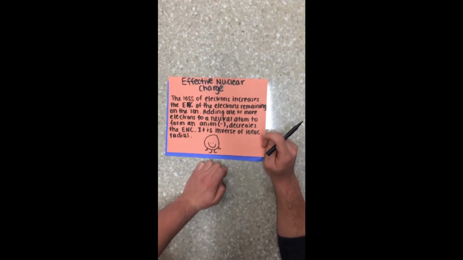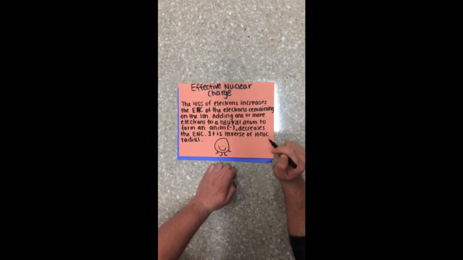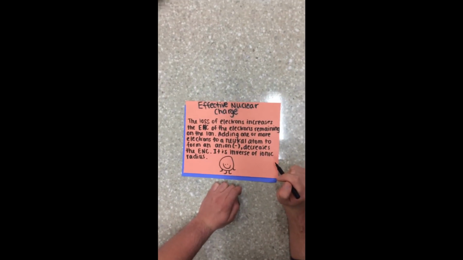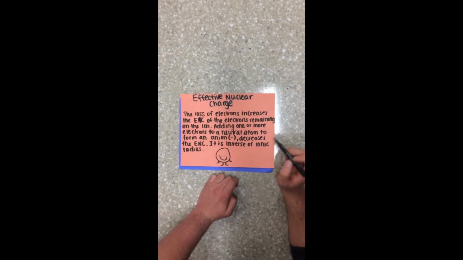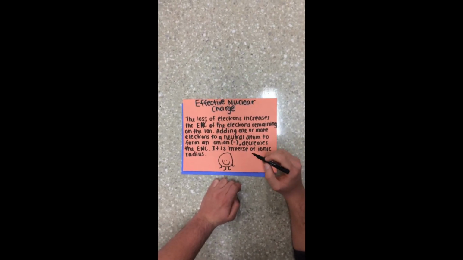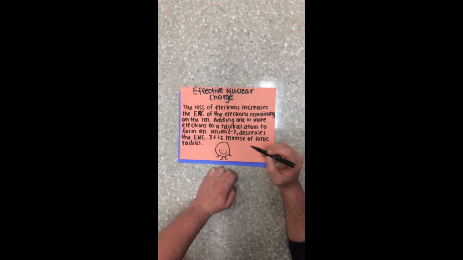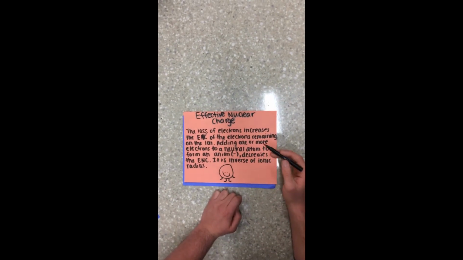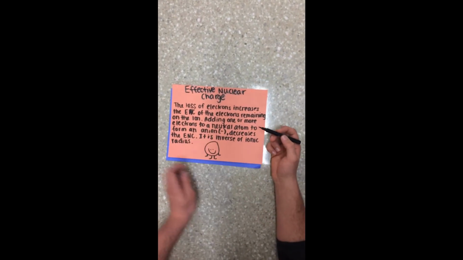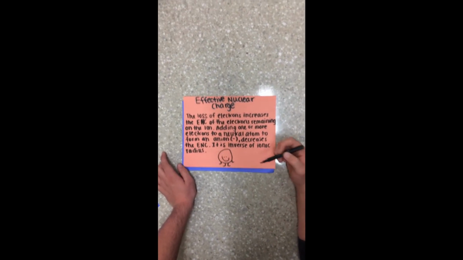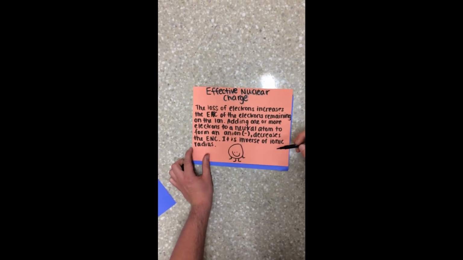Effective nuclear charge. The loss of electrons increases the ENC, or effective nuclear charge, of the electrons remaining on the ion. Adding one or more electrons to the neutral atom to form an anion, or negative, decreases the ENC. Basically, the effective nuclear charge is inverse of the ionic radius. You may be asking, Brian, what the heck does that mean? All that means is when ionic radius increases, effective nuclear charge decreases. When ionic radius decreases, effective nuclear charge increases.